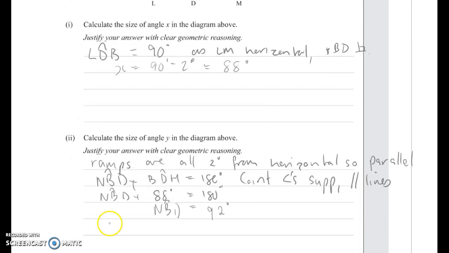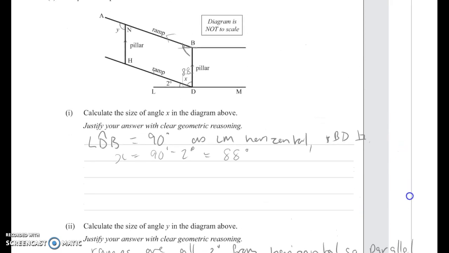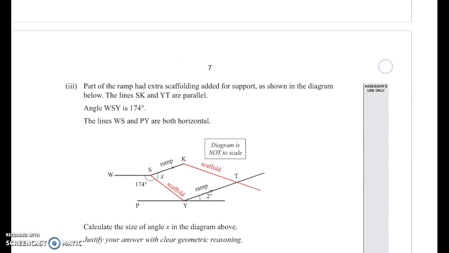And then I'm going to use corresponding angles there. So angle Y equals NBD equals 92 degrees. Corresponding angles equal, and again on parallel lines. They're not equal unless it is on parallel lines. So that is from that diagram.